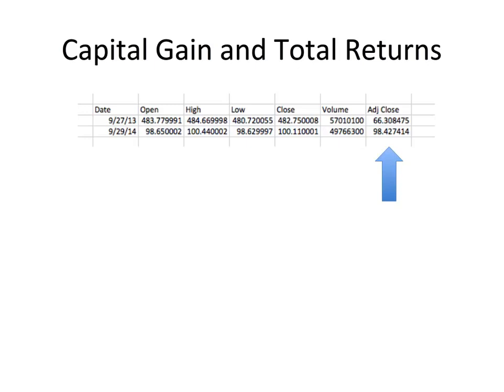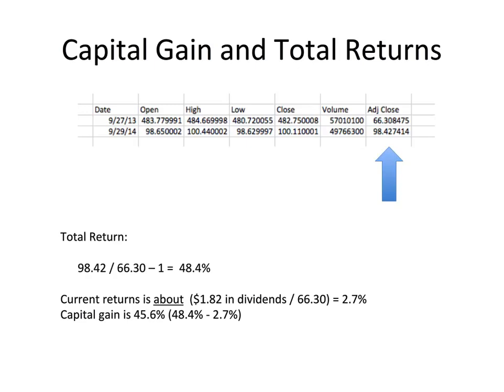on the adjusted close. Here you see the adjusted close for those two dates, again the beginning and the end of the 2014 year. As described in last week's modules, we can calculate that total return. It was 48.4%, so Apple had an excellent year, with a return of 48.4%.